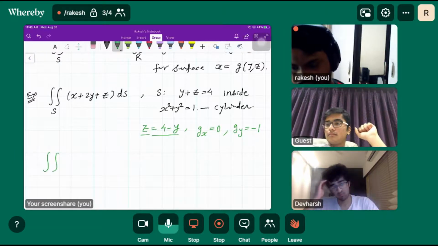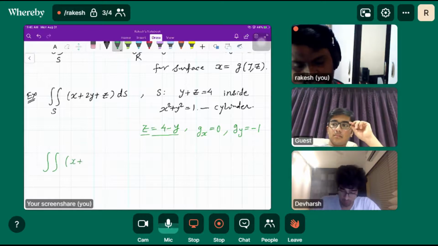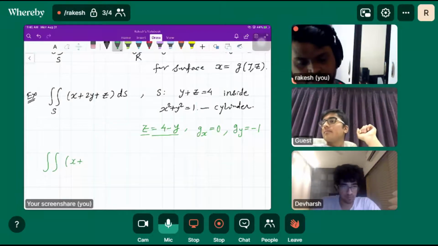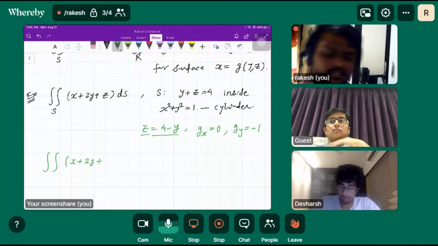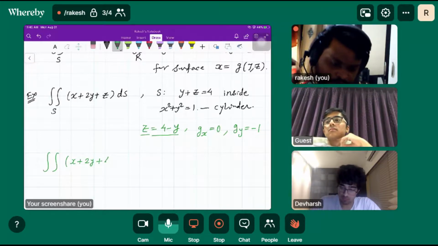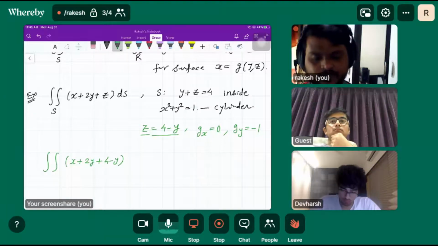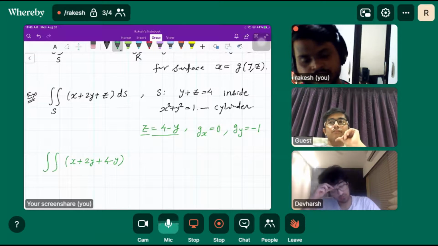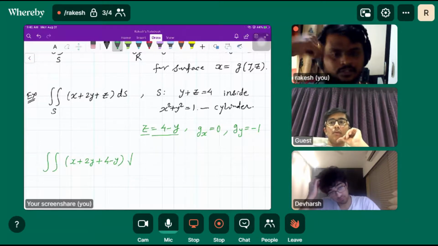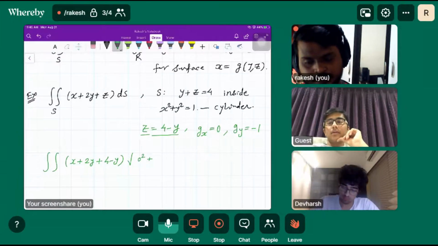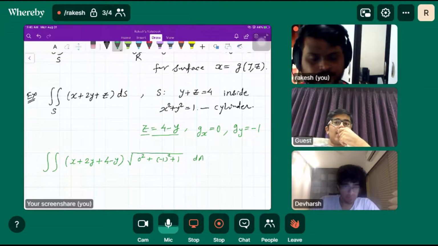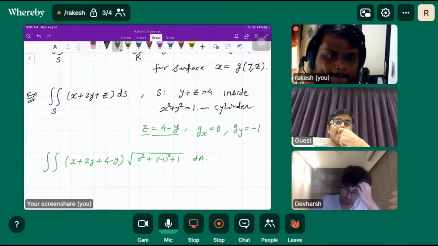we can convert this in terms of x and y now. So x plus 2y plus g, where z is 4 minus y, right? And how do we replace dS? dS is replaced by the square root of gx squared plus gy squared plus 1, so 0 squared, minus 1 squared, plus 1, dA. That is root 2 dA.